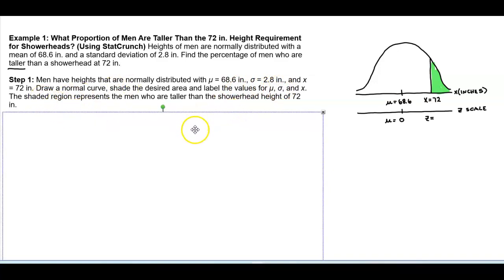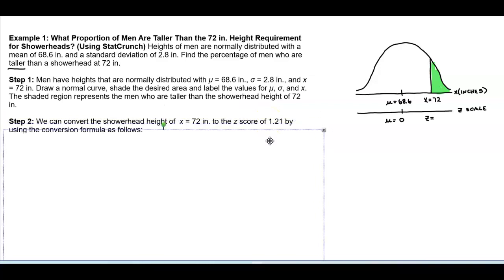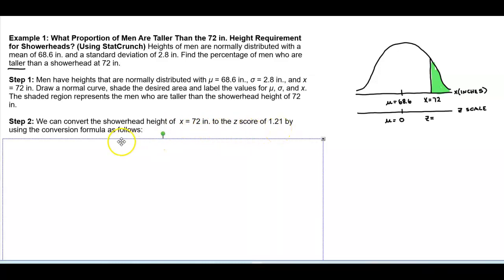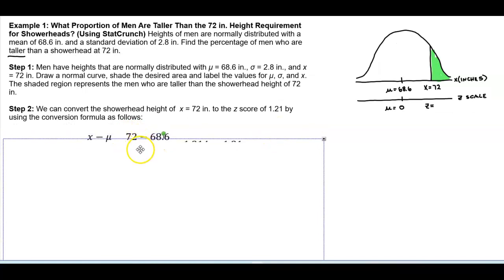We draw a normal curve, we shade the desired area and label the values of the mean and x, and then the shaded region represents the men who are taller than the shower head height of 72 inches. Okay, now we want to be able to convert the shower head height of x equals 72 inches to a z-score of 1.21 by using the conversion formula as follows.